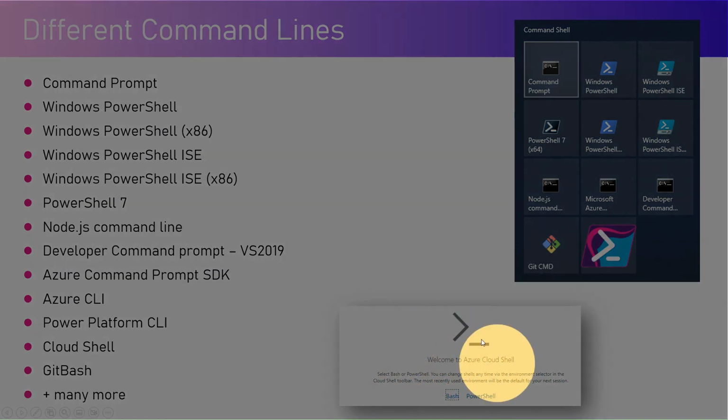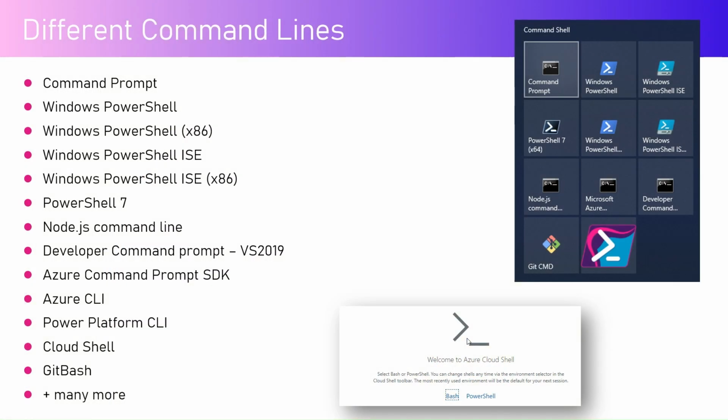Then you have Cloud Shell. If you go to portal.azure.com and log into your Azure environment, you can encounter an icon like this, and then you can trigger a Cloud Shell, which will allow you to run Azure commands on the fly without having any of these command shells available within your operating system.